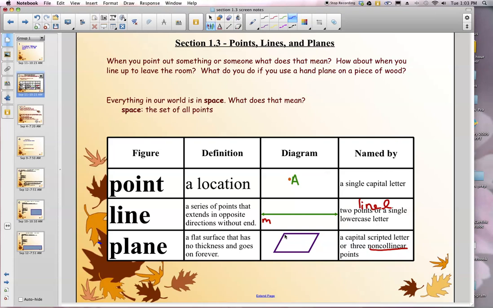In that case, a lot of times up in one of the corners, there will be a capital scripted letter, not a plain one, but a fancy looking one. The R might have a little rolly thing in the corner or something to that effect. You can see that they don't have a point next to them, so they are not points. If that's the case, you'd simply write out the word plane and then use the scripted letter, plane R.